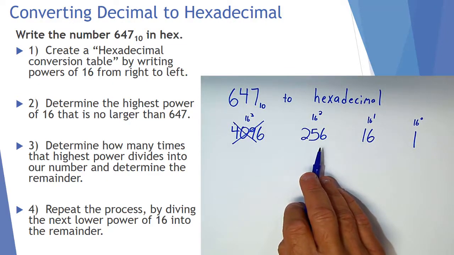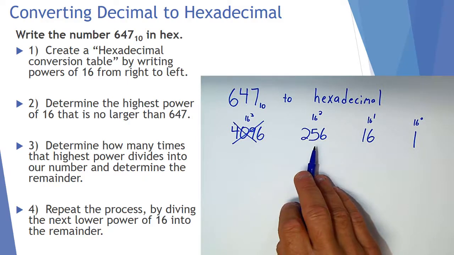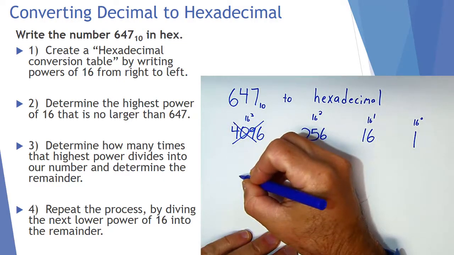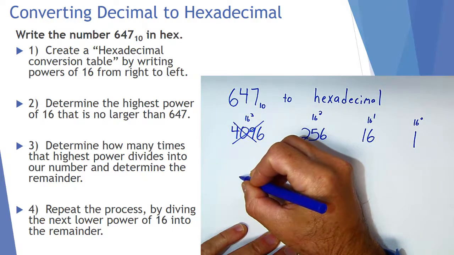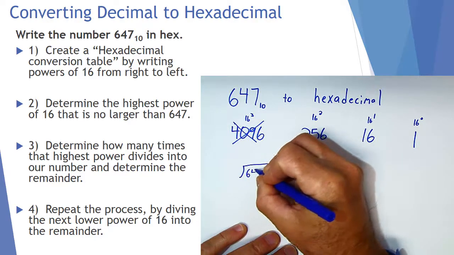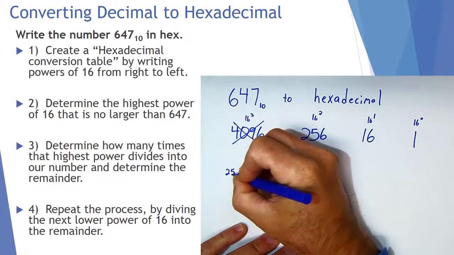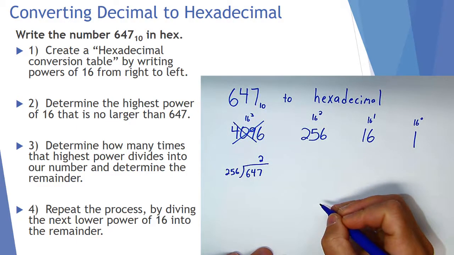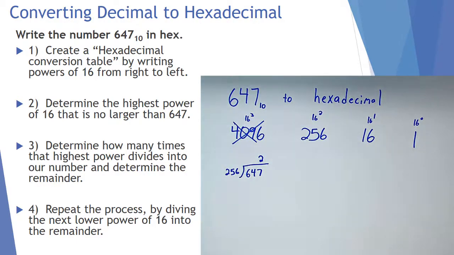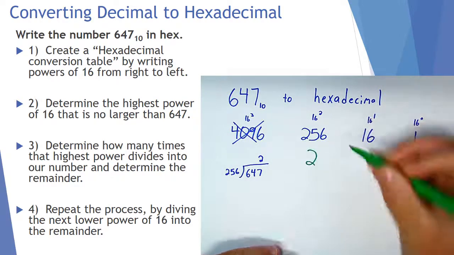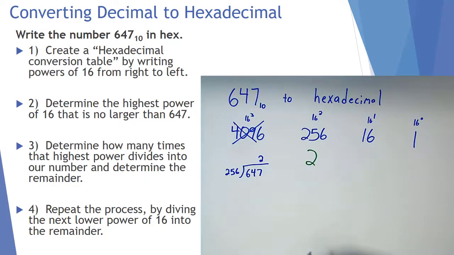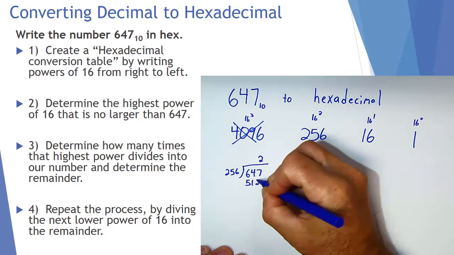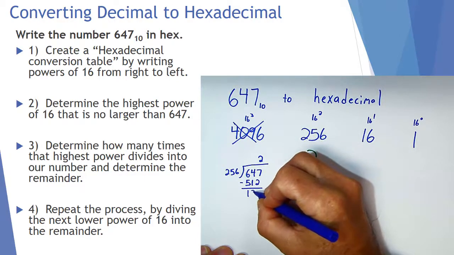Step 3 says determine how many times that power goes into our number, 647, and figure out the remainder. A good way to do this is to use good old long division. So we're going to take 647 and divide it by 256. Well, 256 fits into 647 2 times. You could use your calculator to help you if you needed to. That means that our first digit in our hex number is going to be a 2. Now we've got to figure out what the remainder is though. 2 times 256, that's 512. And we subtract that to be left with 135.